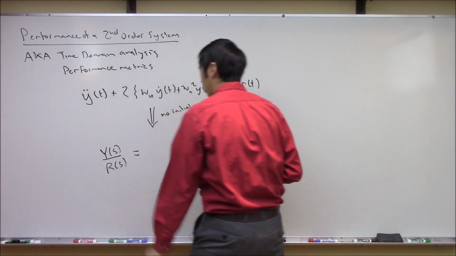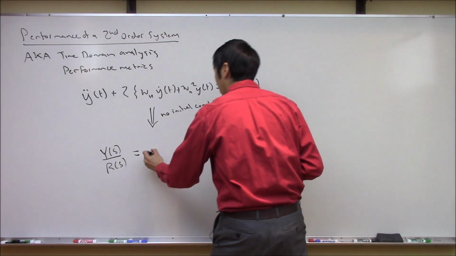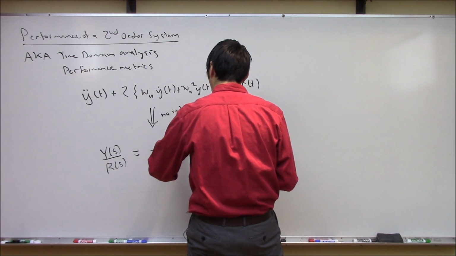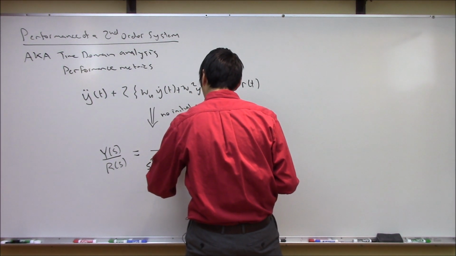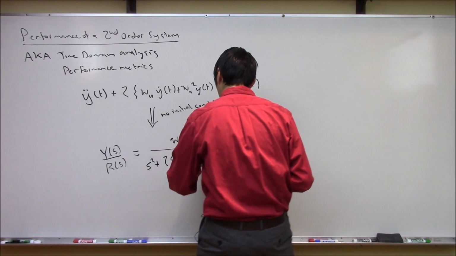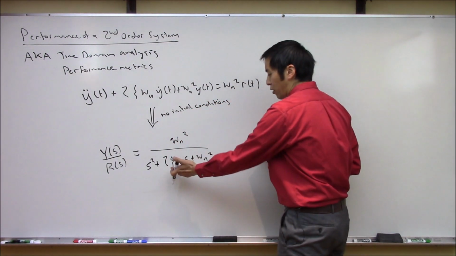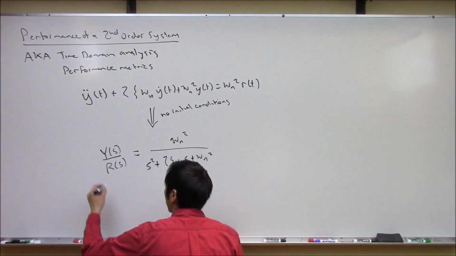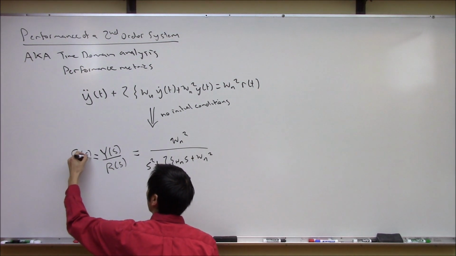And if you were to do that for this system with no initial conditions, I think you could quickly see that this is going to turn into something like omega n squared over s squared plus 2 zeta omega n s plus omega n squared. So this was our standard second order transfer function written in standard form with the zeta and omega n's. So in this case, why don't we call this entire transfer function G of s, right?